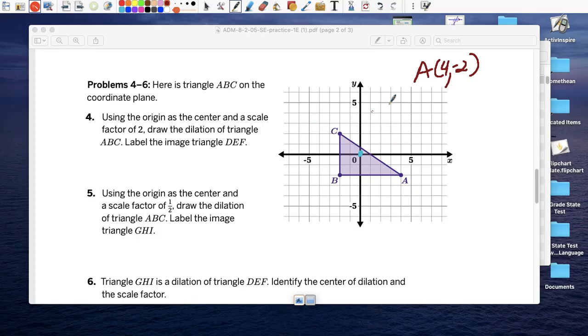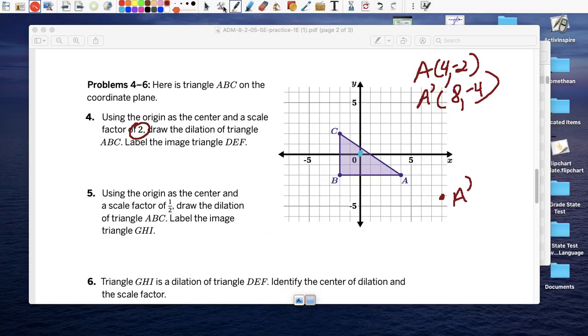A prime. So if I were to do A prime, where would A prime land? Well, I'm going to have to double that distance. So I went 4 right and 2 down. I'm not going to do that. I'm going to go 8 right and -4 down. Why? Because my scale factor is 2. So literally, I just doubled the vertical distance and the horizontal distance. So let's go to A prime. 1, 2, 3, 4, 5, 6, 7, 8, and then 4 down. 1, 2, 3, 4. So here's A prime.